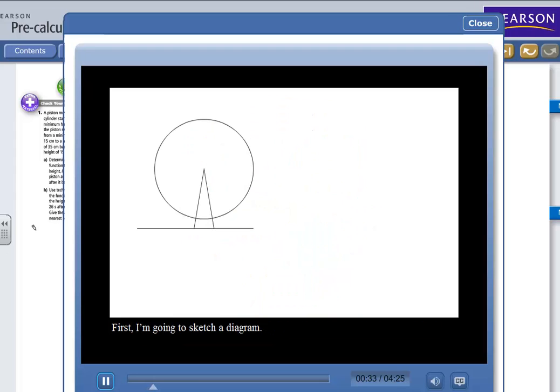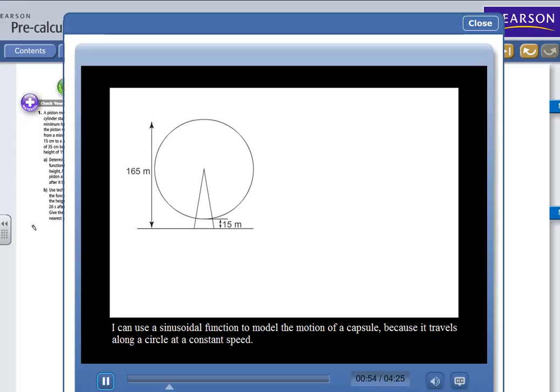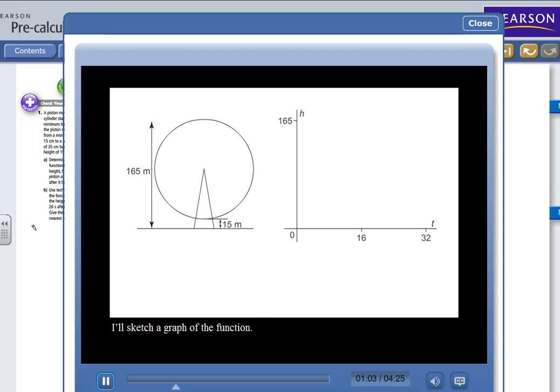First, I'm going to sketch a diagram. The wheel has a diameter of 150 meters. A capsule reaches a height of 165 meters. So, the minimum height must be 165 meters minus 150 meters, or 15 meters. I can use a sinusoidal function to model the motion of a capsule because it travels along a circle at a constant speed. I'll sketch a graph of the function.